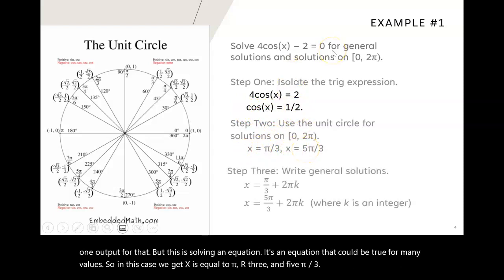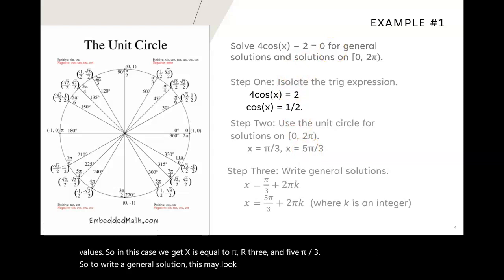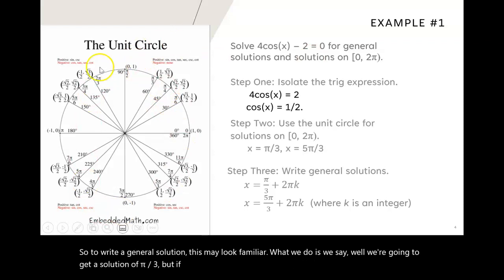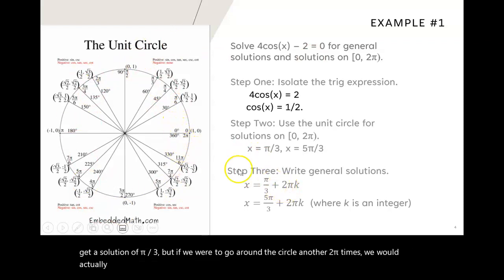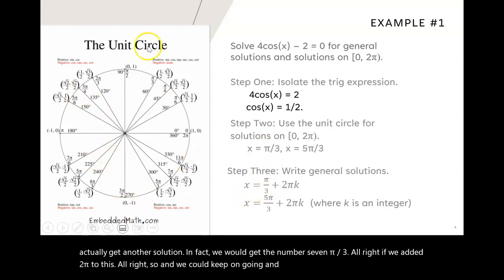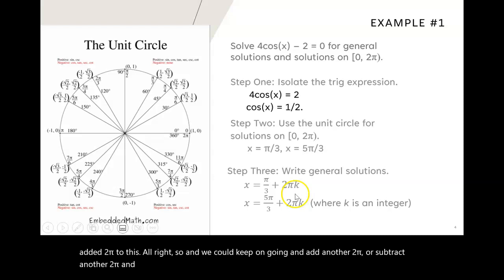So to write a general solution, this may look familiar. What we do is we say, well, we're going to get a solution of pi over 3, but if we were to go around the circle another 2 pi times, we would actually get another solution. In fact, we would get the number 7 pi over 3 if we added 2 pi to this. And we could keep on going and add another 2 pi or subtract another 2 pi, and we get a whole new set of solutions.